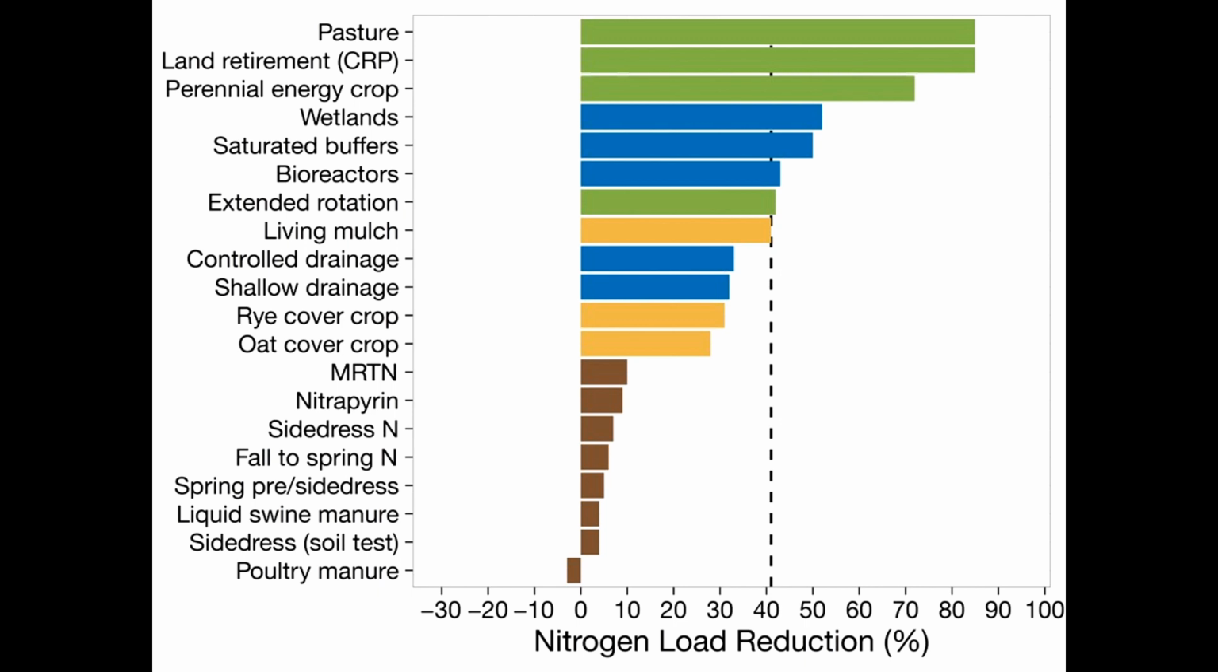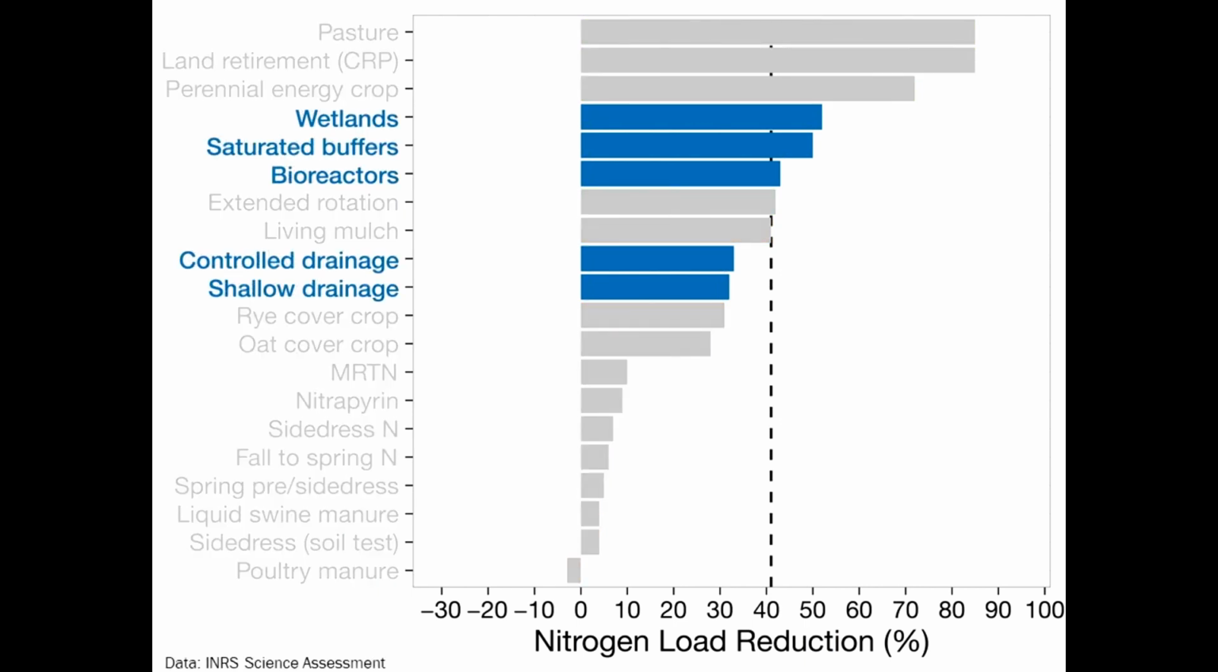We can start to see some patterns here. The brown ones are our standard nutrient management. So we get some benefit, but certainly not near the 41% goal that we're after. The yellow ones are our typical cover crop practices, and we get a nice bump in performance from those. The blue ones are our edge of field ones, and then the green ones are land use conversion, which tends to be our highest loss reduction practices.